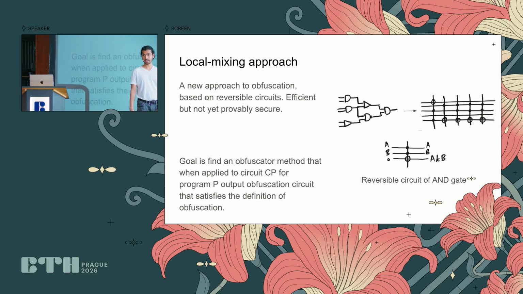For example, with an AND gate, you lose information. You lose the inputs. But in a reversible circuit, an AND gate would look something like this, where in addition to getting the output, you also get the input as output. So you never lose information. In reversible circuits, the goal is pretty simple. You need to find an obfuscator method which, when applied to circuit P for program P, outputs an obfuscated circuit that satisfies this definition of obfuscation. You should not be able to learn anything about the original program P from the obfuscated program.